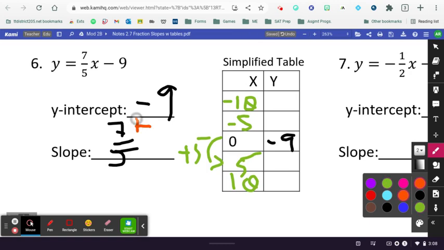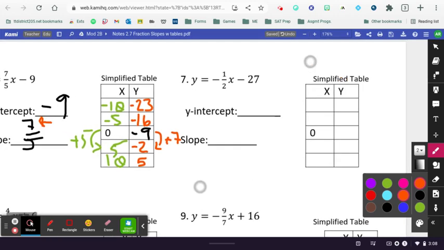The 7 here tells us what to do for y, so we're going to be adding by 7. So negative 9 plus 7 is negative 2. Negative 2 plus 7 is 5. Going backwards, we have to subtract that 7, so we get a negative 16, and then we get a negative 23. Okay?